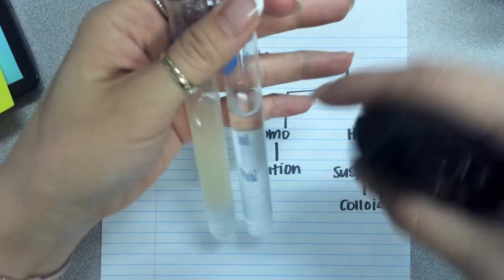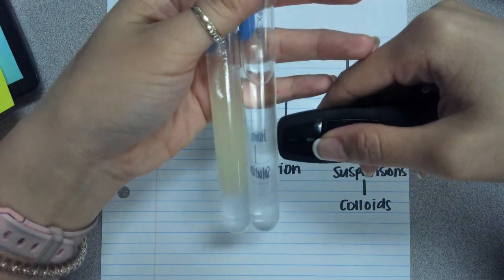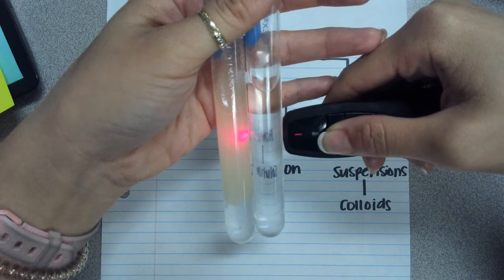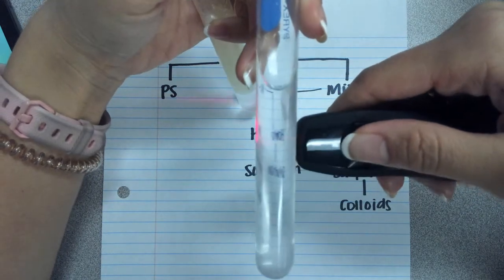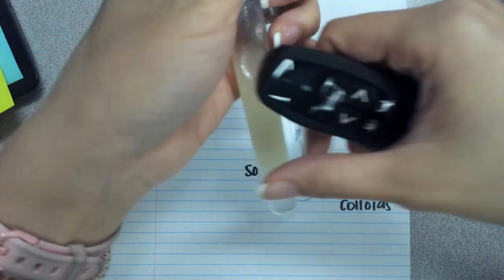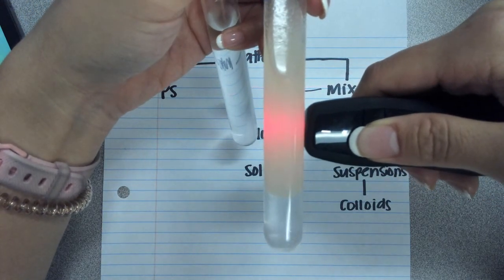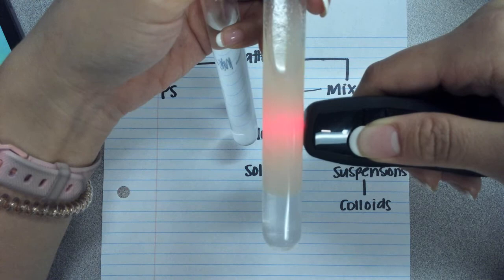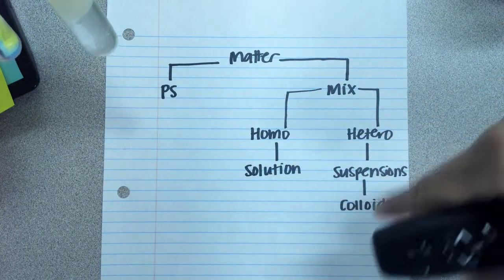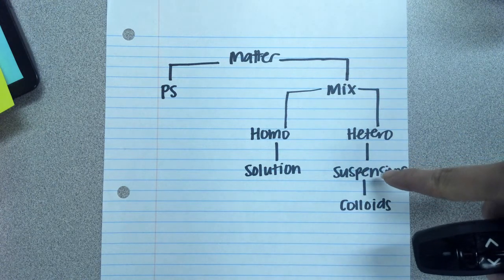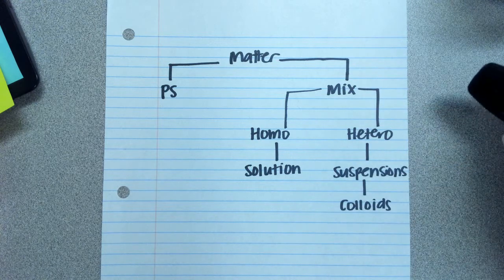Okay, so our solution, I've got my salt water here and I have my oil and water mixture here. So when I put the laser through, you should see there's a big difference here. So here the light just goes through. So with the solution, the light just goes straight through. And then with my suspension, you can see that it will disperse the light. It'll spread it out. So that's the key difference between your solution, suspension, and colloids. So both your suspensions and your colloids are going to exhibit the Tyndall effect, while your solution is not.